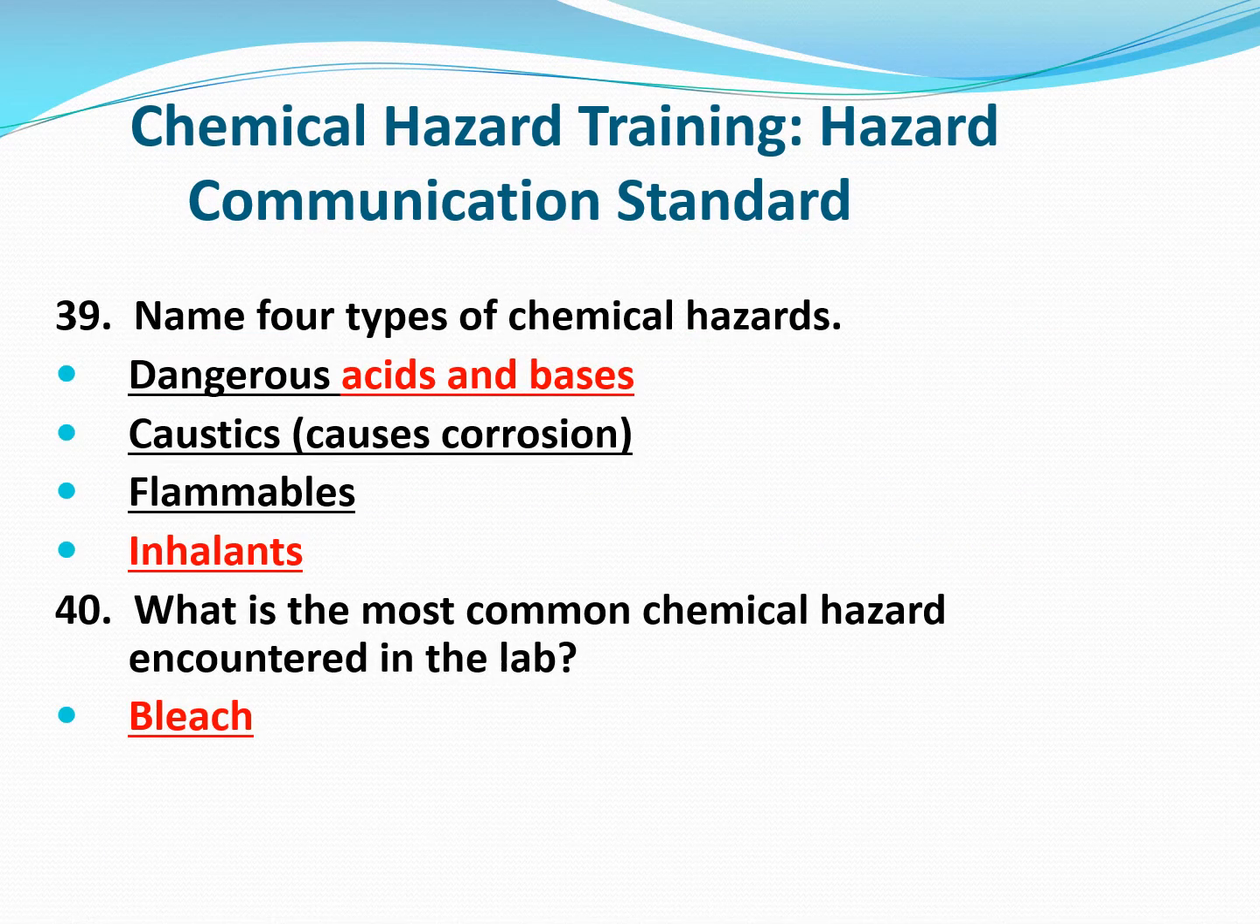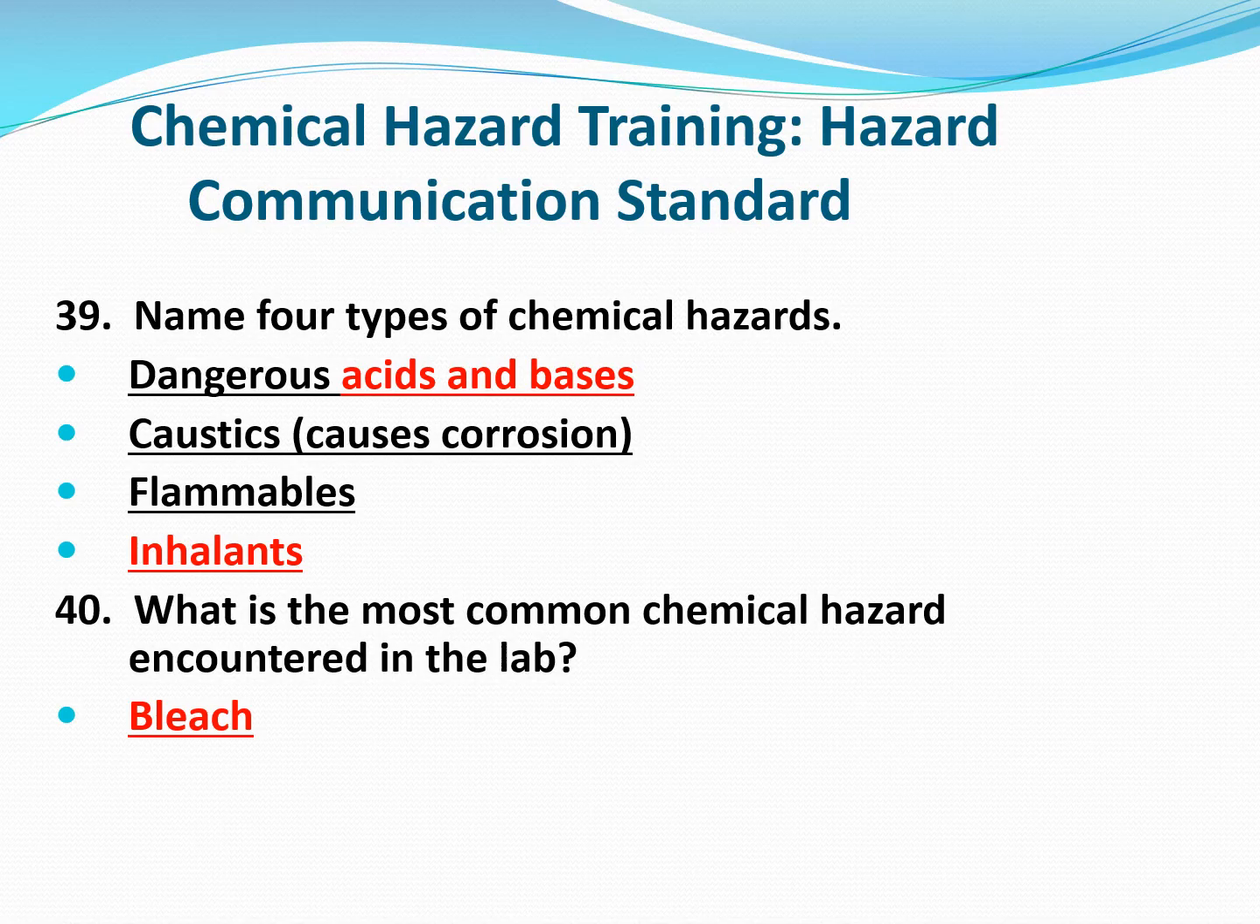So now we want to talk about 4 types of hazardous chemicals you may come in contact with in your lab. There's things like dangerous acids and bases. We have caustic chemicals that can cause corrosion. Those have to be maintained and stored in the appropriate container, because we would never want that causative agent to eat through that container and then spill out on our counters, right?